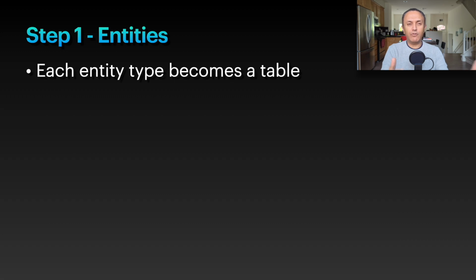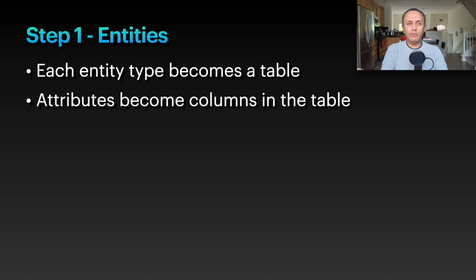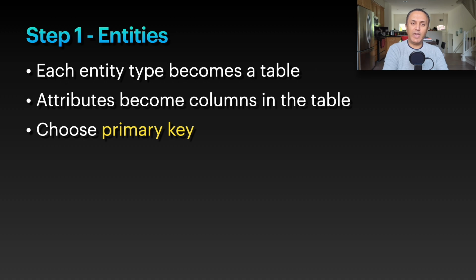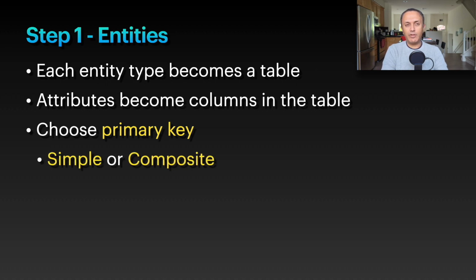First step is to look at the entities. We're going to look at the entities that we have in this diagram. For each entity, we're going to create a table. All the attributes of that entity will map to columns in that table. We need to choose the primary key of that table. We have another video on primary keys and other types of keys, so we know how to choose a primary key. But for simplicity, a primary key can be either simple or composite.